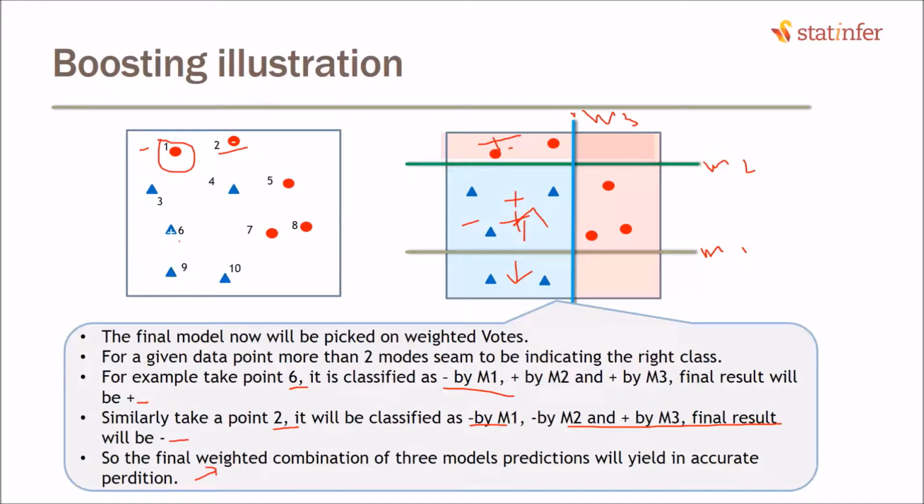So we build a model and then the misclassified points will be picked up once again to make the model better, and the final model will be a weighted model based on the accuracy of all the individual models that we built till now.